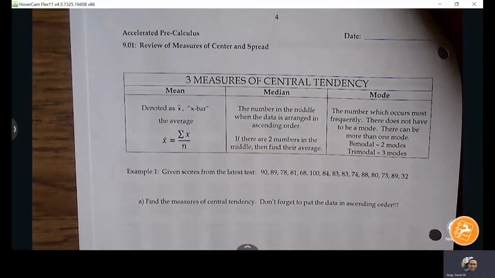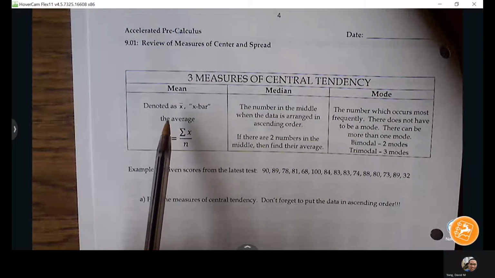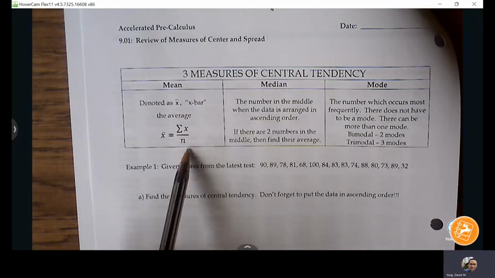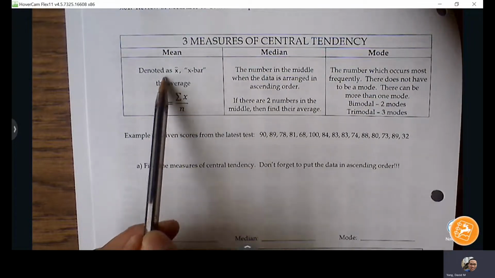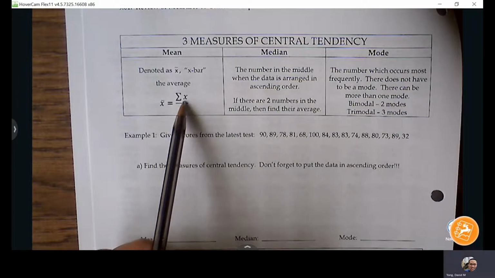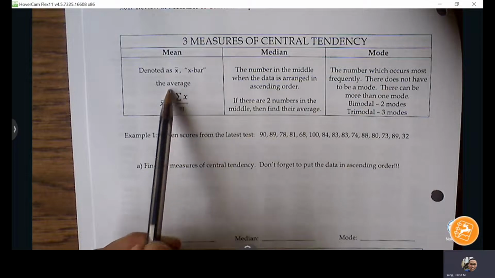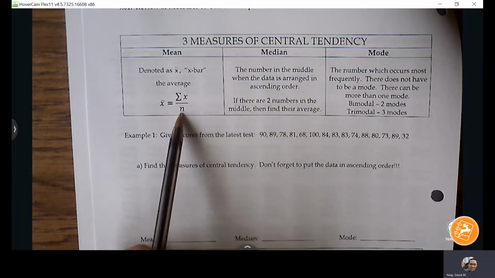Okay, so you've seen this before, mean, median, mode. So let me go through these formulas here. So mean is just finding the average of all the numbers, right? So you're going to add up all the numbers and then divide by however many numbers you're using. So that's what this X bar means. X bar, it just means the average. And the summation X, all this means is that you're adding up all the numbers, and then you're dividing by however many numbers you're working with.